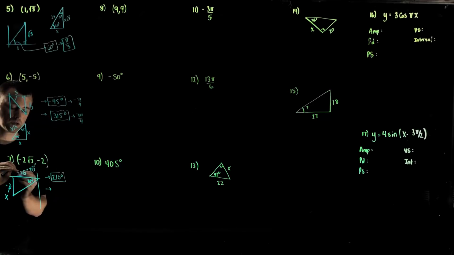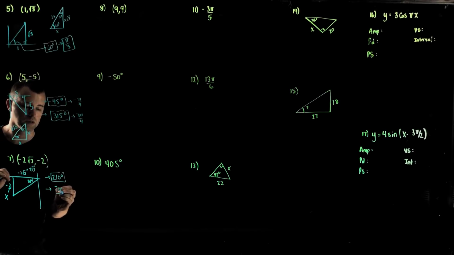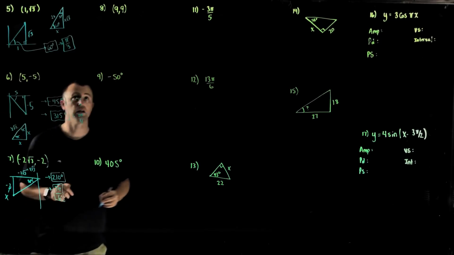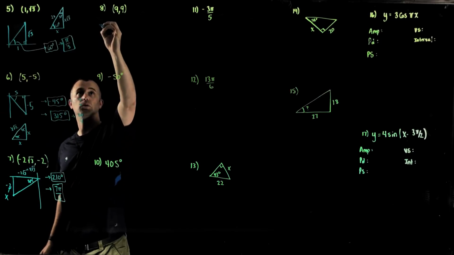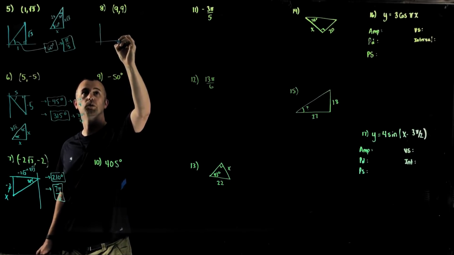So 6 pi over 6 would be here. I'm going down one more 30-degree angle, so that would be 7 pi over 6. So that is number 7. And number 8, this one's pretty quick. I don't need to really do a lot of explaining, I hope, at this point.